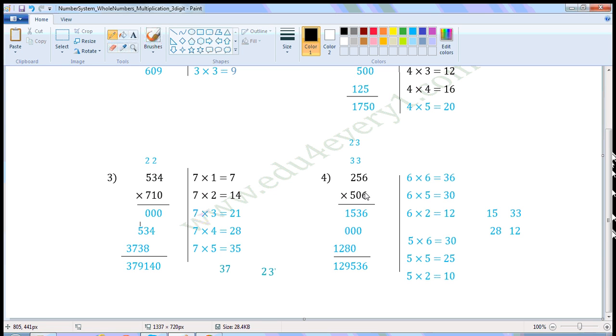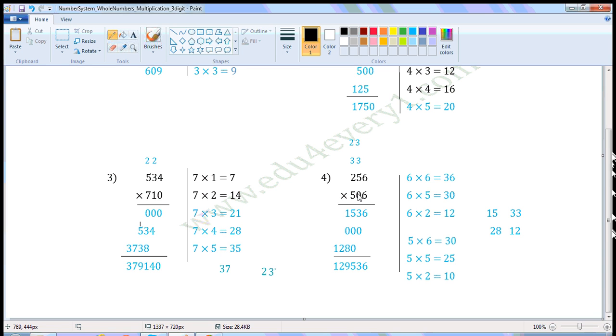Now we have to multiply 6 with 2. 6 into 2 is 12. Add the carry 3 to it. It becomes 15. Now there is no digit here to put the carry over. So take this 15 and write it before 3.